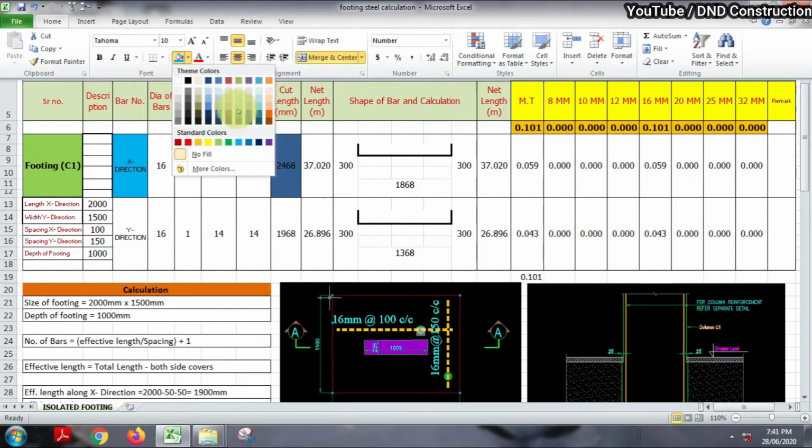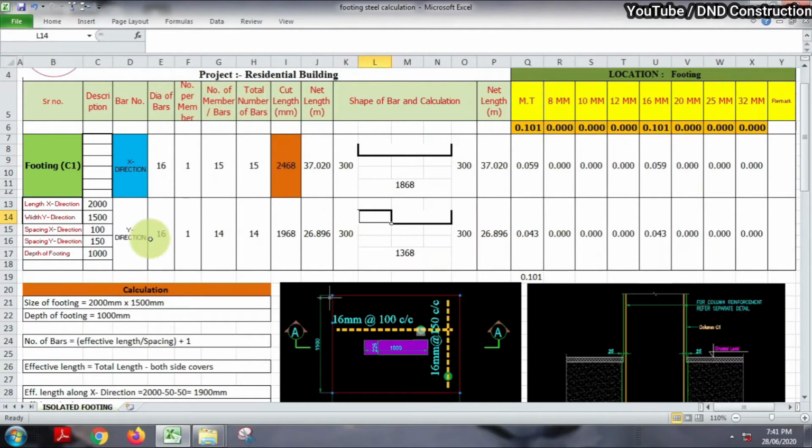So we will see the cutting length of the bar in the y direction. It is the same. I will tell you first. In the y direction, the bar diameter is 16 mm. One member is there, so I have kept only one. The number of bars is 14 by formula: in the x direction, 2000 mm minus 50 mm cover, minus 50 mm cover, divided by the y direction spacing, plus 1. So we will get 14.